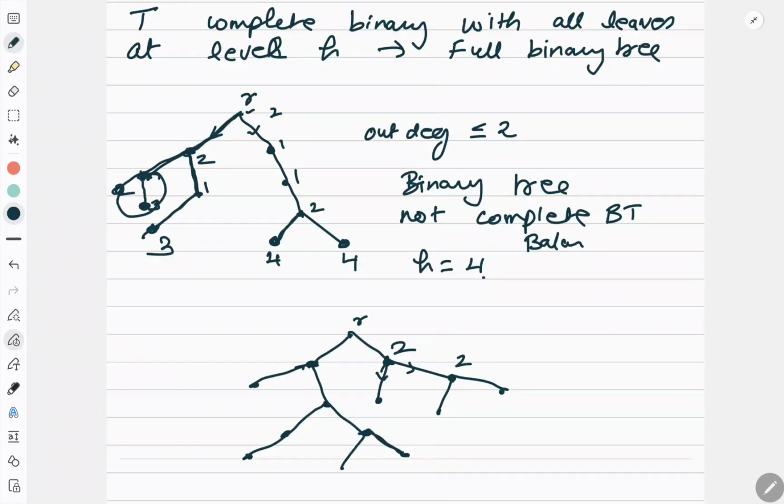So I should make it like this. So out degree of this one is again 2. Out degree of this one is also 2. 2. Out degree of this is also 2. So it is a complete binary tree.